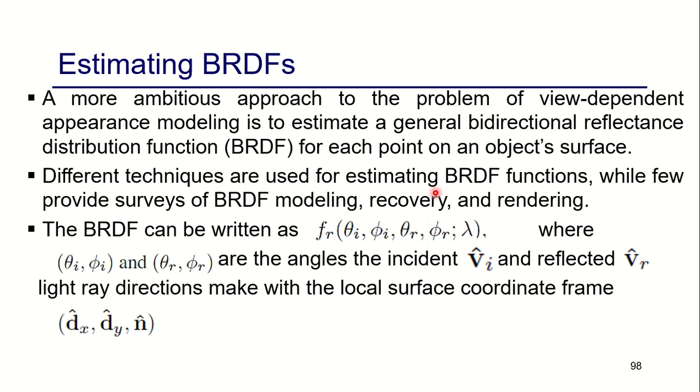Different techniques are used for estimating these BRDF functions, and a few of them provide surveys of BRDF modeling, recovery and rendering. The BRDF can be written as a function fr of theta i, phi i, theta r, phi r, lambda, where theta i, phi i and theta r, phi r are the angles of the incident light direction vi cap and the reflected light direction vr cap, which they make with the local surface coordinate frame dx cap, dy cap, n cap.